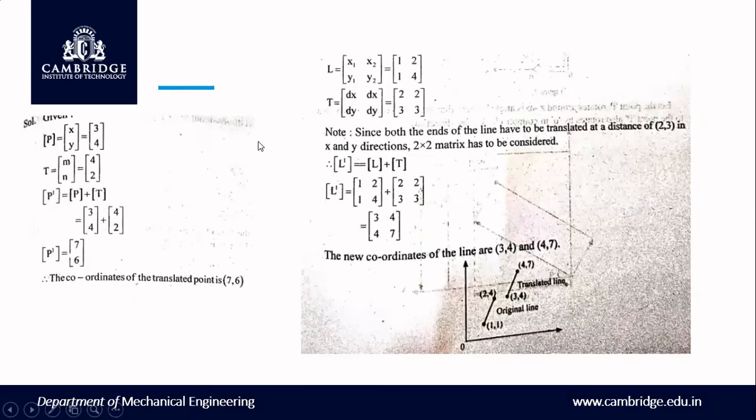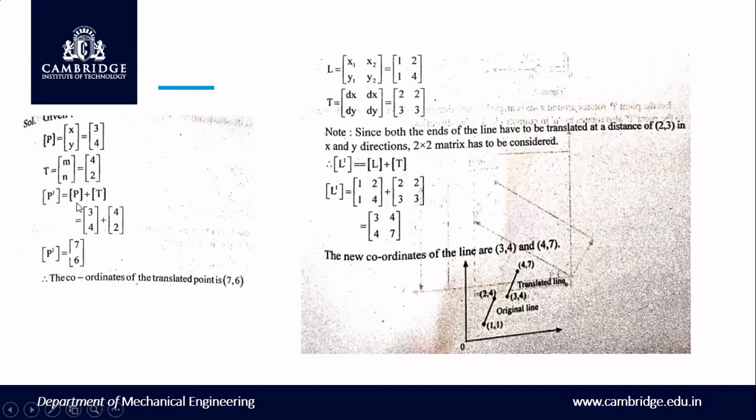Now here I will do one basic problem. This problem has been taken from the textbook, and they have given the value of the point x comma y, that is 3 comma 4. The translation matrix they have given is that along x you have to move 4 units, and along y you have to move 2 units.